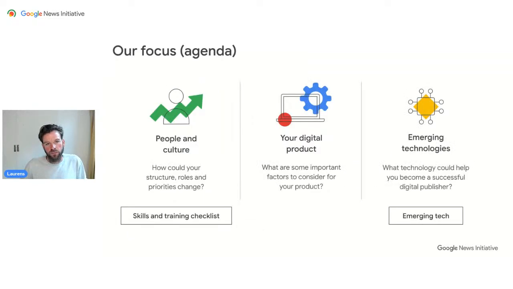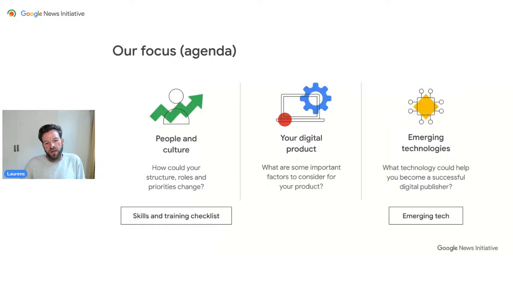We've divided this session into 3 topics. The focus for the lesson will be people and culture, your digital product, and emerging technologies. So once again, people and culture, that's the first part, your digital product, and then emerging technologies. There are questions you could ask yourself, and we'll go into some checklists and some skills you might need, and also technology and tools you can use.